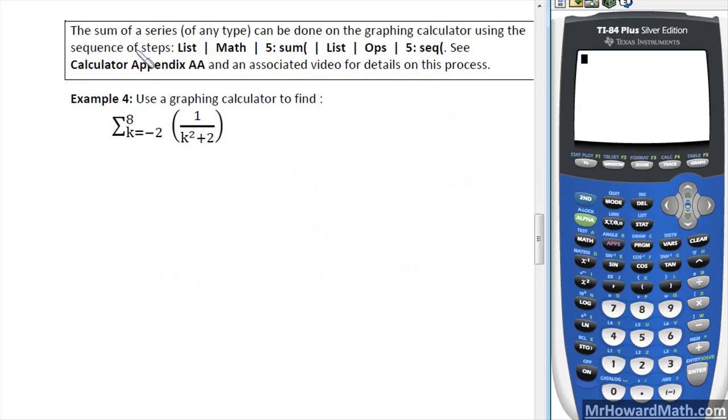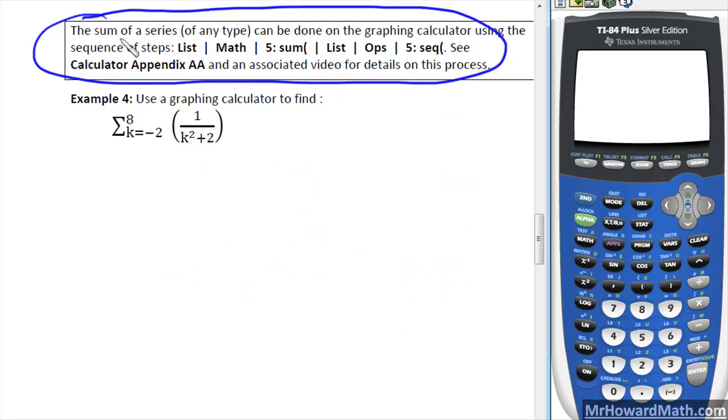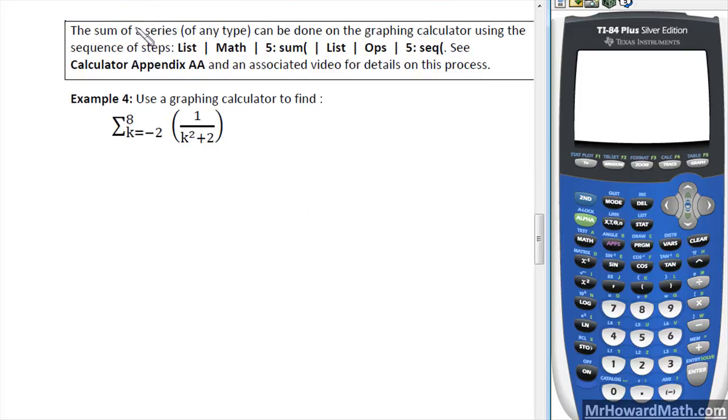Okay, example 4. So they give us some instructions here on how to put this sigma notation in our calculator, but this is a little outdated on your assignment the way it's listed. With a newer operating system on your TI-84, it's actually easier than that. So we're going to mark that out, and here's how you get to it.